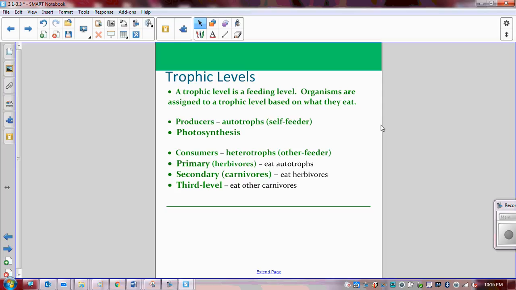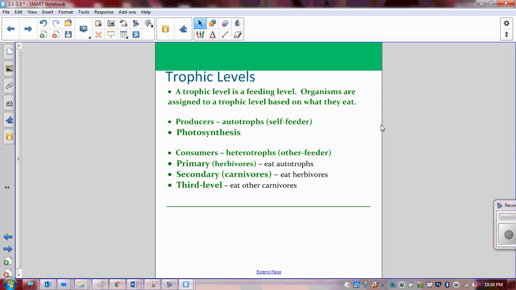Consumers are called heterotrophs, or other feeders, because they have to feed on something else that made its own food. So we have our primary consumers, which are our herbivores, and they eat only autotrophs. Our carnivores will eat our herbivores. We have our omnivores, which will eat our herbivores and our carnivores, and that's a third level, right?